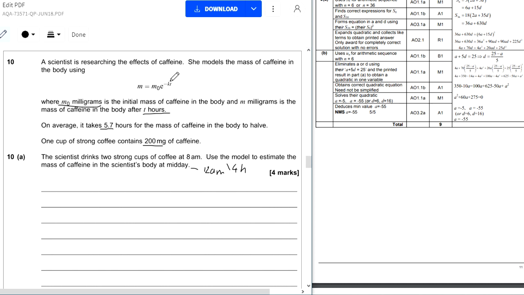We don't know what k is. It's going to be a constant, but we don't know what it is. However, we have enough information to figure out what that is, and that is this half-life. What this says is that when t is 5.7, the mass has halved. In other words, M0 over 2 is M0 e to the minus 5.7k. So all I've done there is substitute t for 5.7 and M for M0 over 2, i.e. half of the original value.